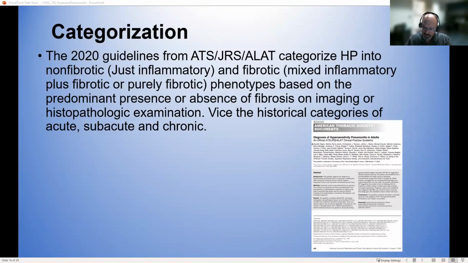So in this 2020 guideline, they shifted to more of classifying HP into non-fibrotic or purely inflammatory, and fibrotic or mixed inflammatory plus fibrotic.